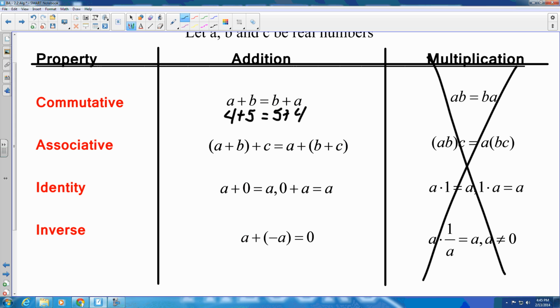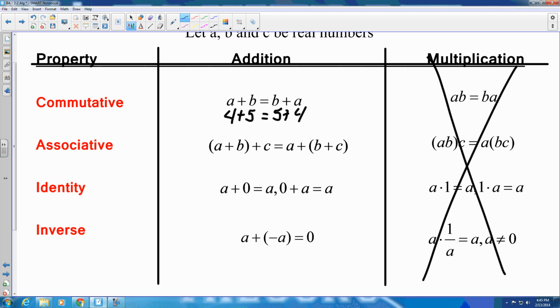We've got a plus b plus c equals a plus b plus c, but what they're doing on the left-hand side of the equal sign is adding a and b first, and on the right-hand side, they're adding b and c. Nothing wrong with that. That's okay. It's just what their choice was at that particular time, and you're still going to get the same result.